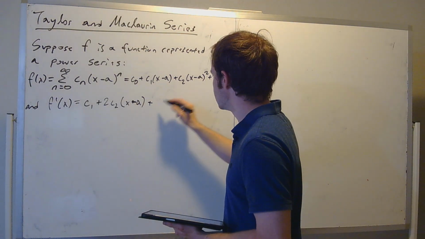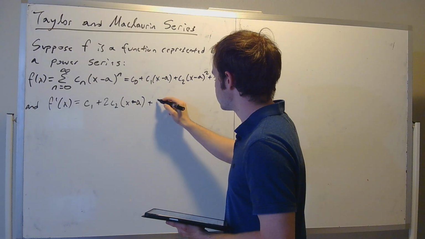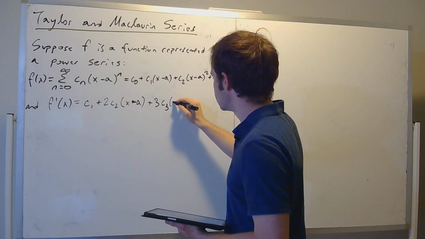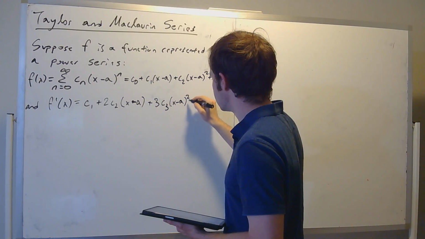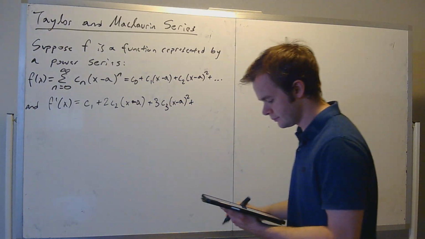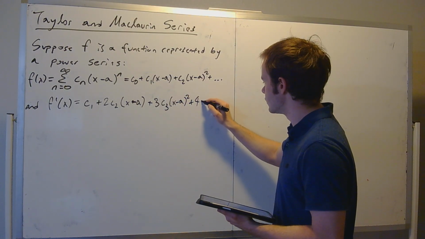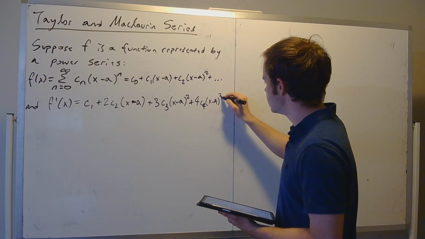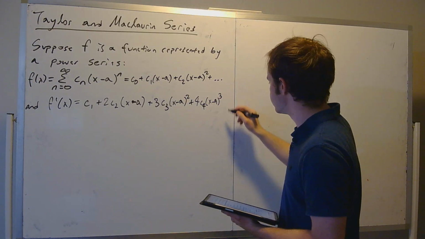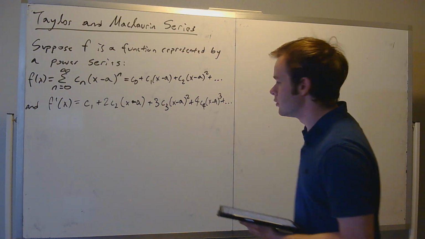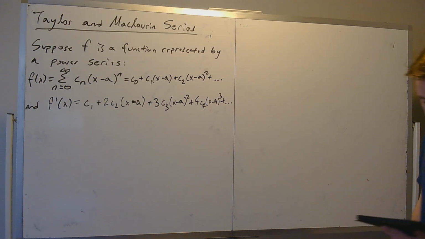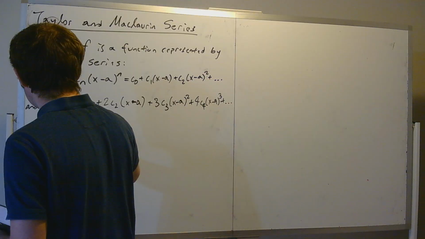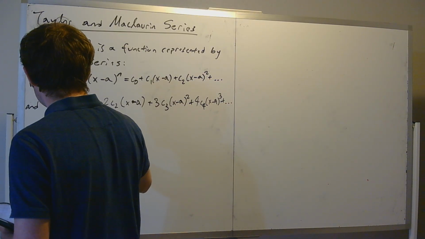So plus the next term, you would pull out the 3, so you get 3 times C3 times x minus a squared, and so on. So 4 times C4 times x minus a cubed, and so on, right? It just keeps going, right? And let's see what happens when you take the second derivative.